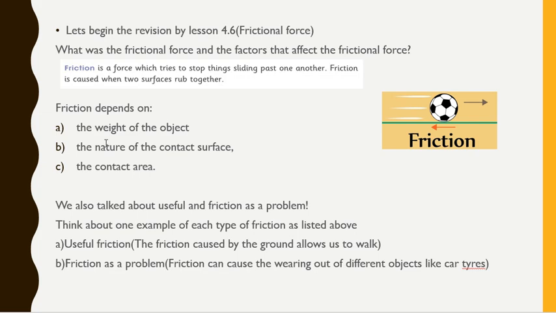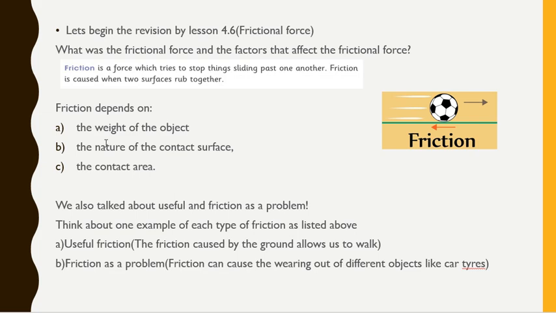We also talked about useful friction and friction as a problem. Please think about an example of each type of friction as listed above. I gave you two examples, one of useful friction and one for friction as a problem. Useful friction is, for example, the friction caused by the ground which allows us to walk. In this case, frictional force is useful for us, otherwise we could not walk.